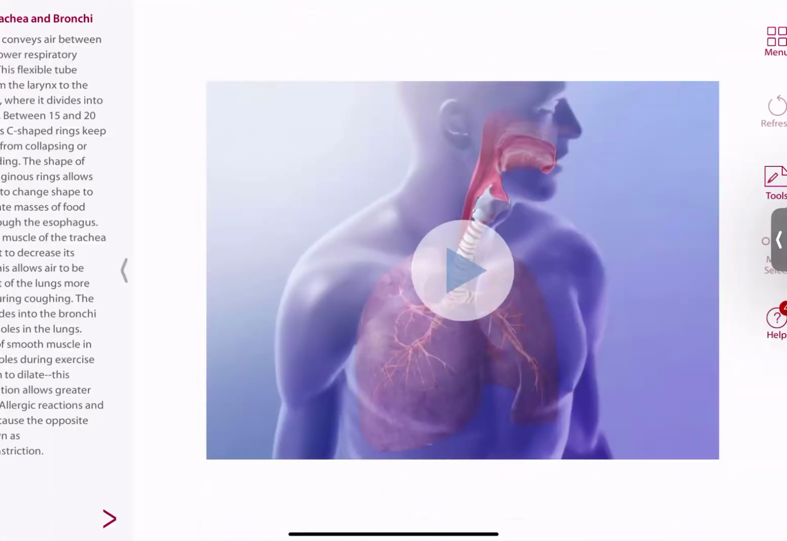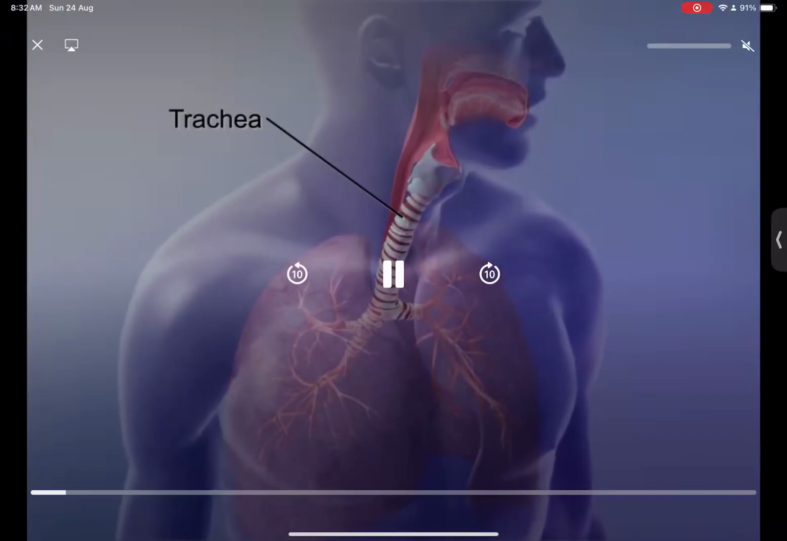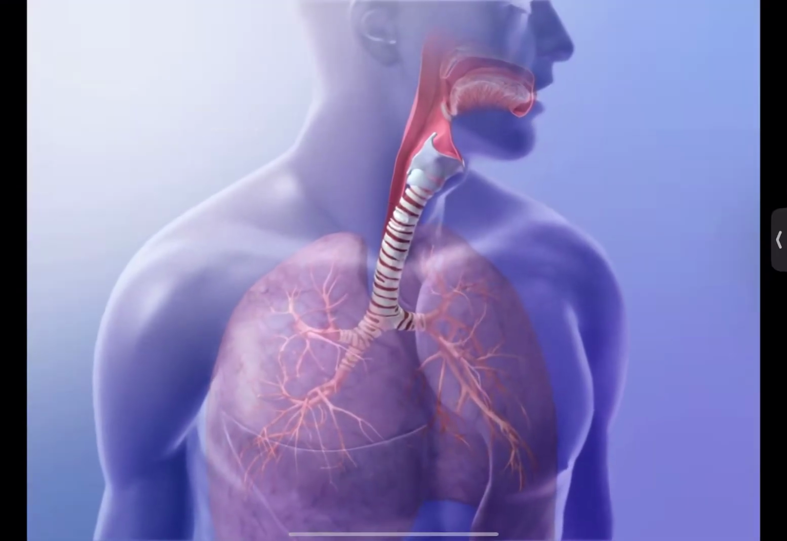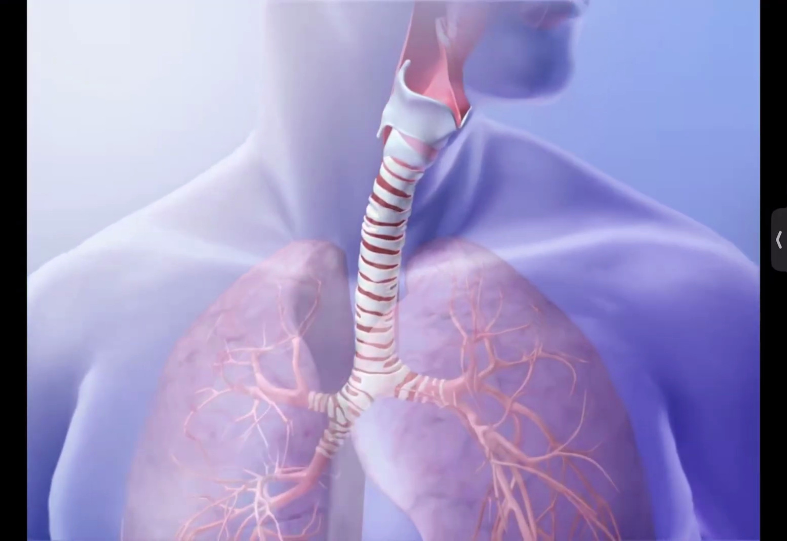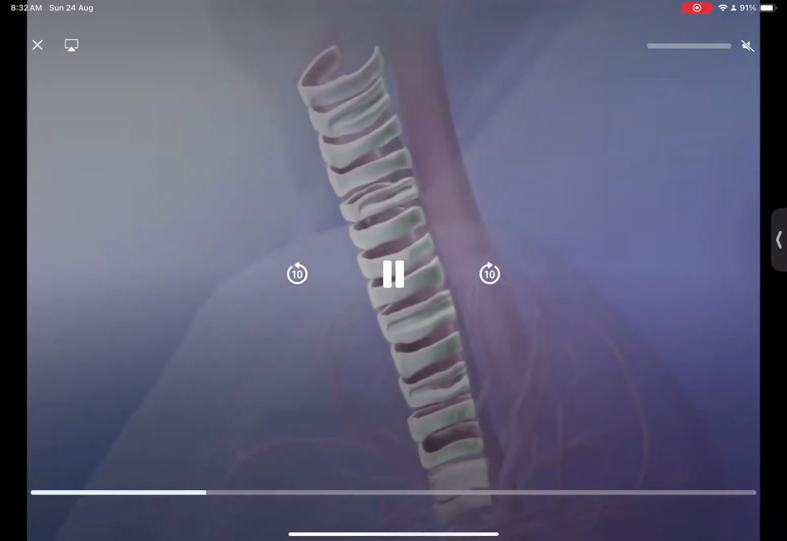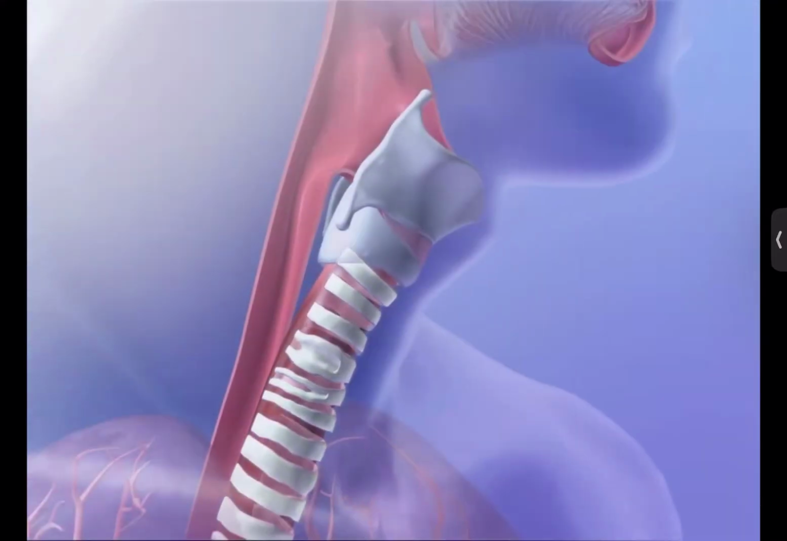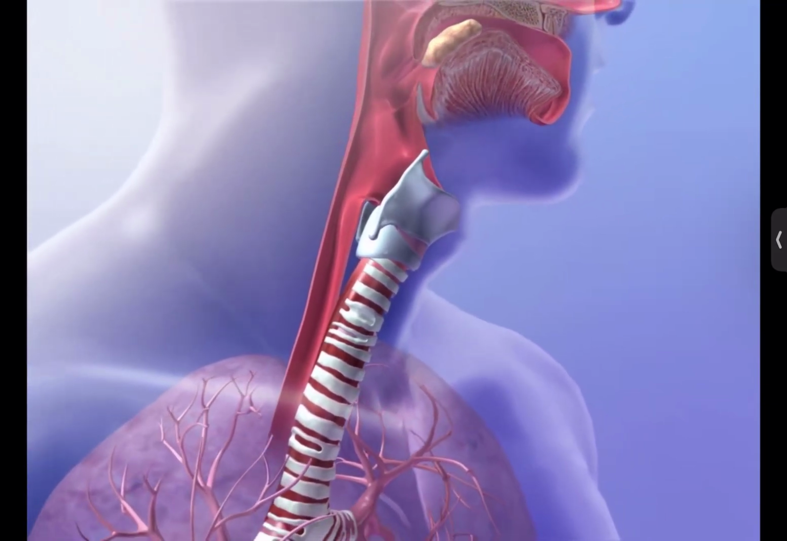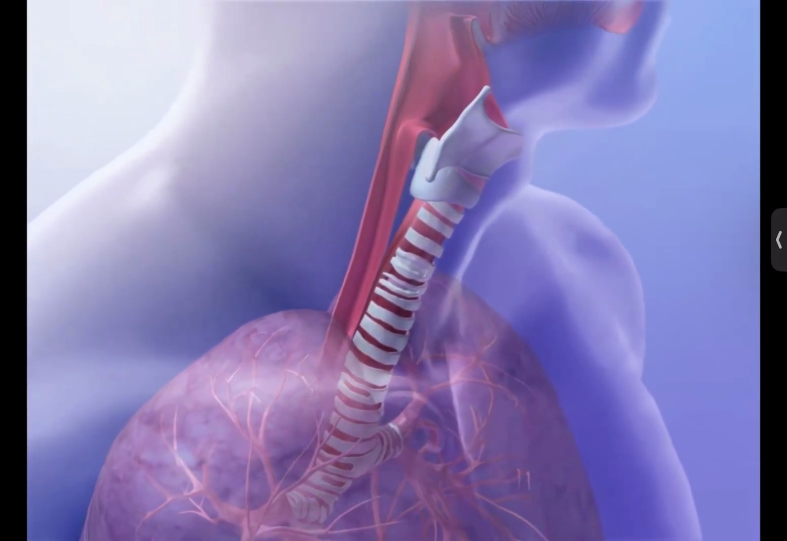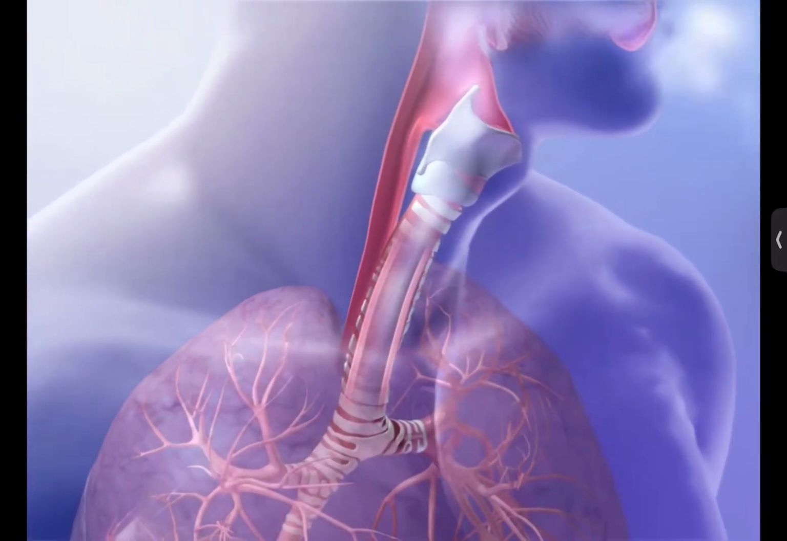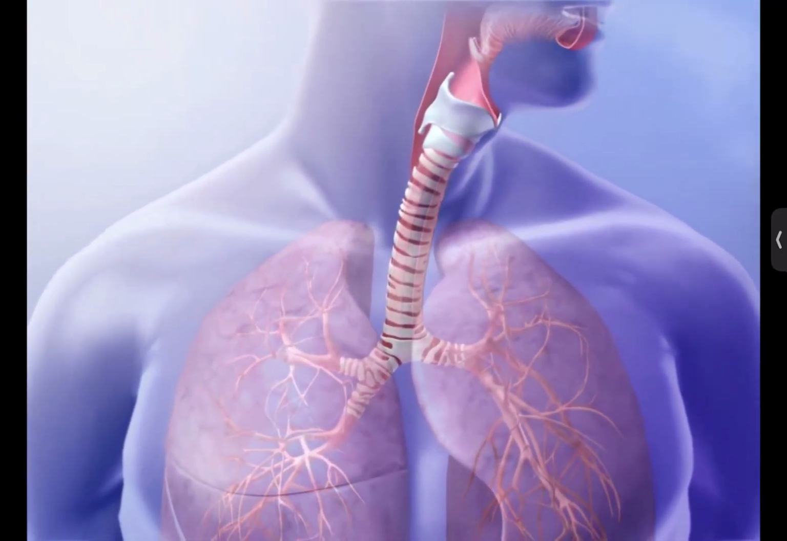So let us look at the function of the trachea and the bronchi before we move further. The trachea conveys air between upper and lower respiratory structures. This flexible tube extends from the larynx. So the trachea is the passage for air into the bronchi. Between 15 and 20 cartilaginous C-shaped rings keep the trachea from collapsing or overexpanding. The shape of these cartilaginous rings allows the trachea to change shape to accommodate masses of food passing through the esophagus. Smooth muscle of the trachea can contract to decrease its diameter, which allows air to be expelled out of the lungs more forcefully during coughing.